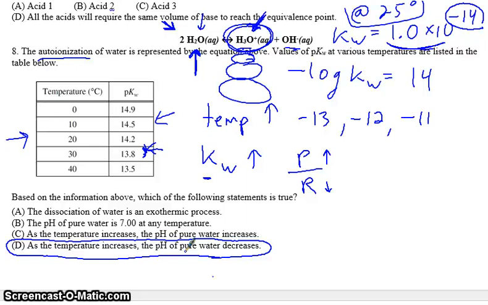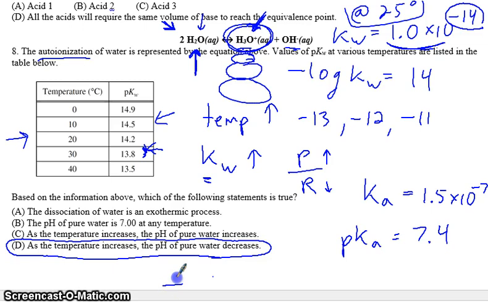Okay, so this idea of Kw and pKw very often is actually convenient. And sometimes instead of getting the Ka of an acid, they'll give you the pKa of an acid. And so the weaker the acid, the lower its Ka value. So say a really weak acid will have a Ka of 1.5 times 10 to the negative 7, for example. Your pKa will be like 7.9 or 7.4, something like that. So the weaker the acid, the higher its pKa. So we can say that here.